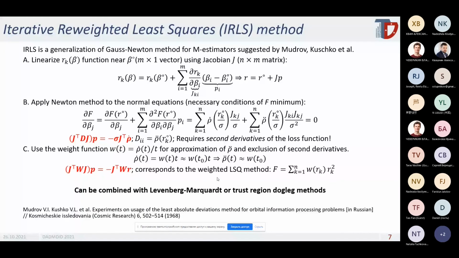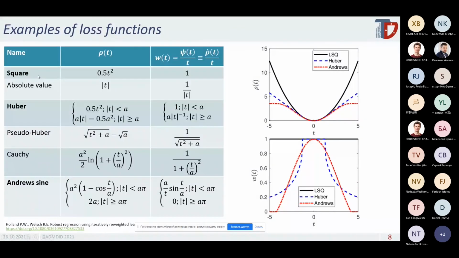We used three loss functions and corresponding weight functions. Here is the table with some examples of commonly used weight functions. For example, the least squares method has a square function. The Huber function is a piecewise composition of the least absolute deviation method loss function and the quadratic function.